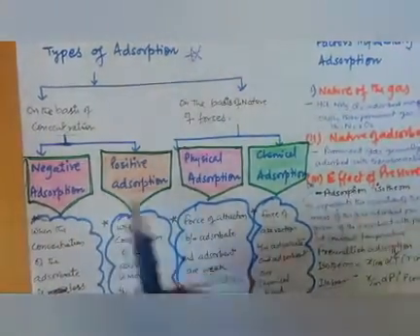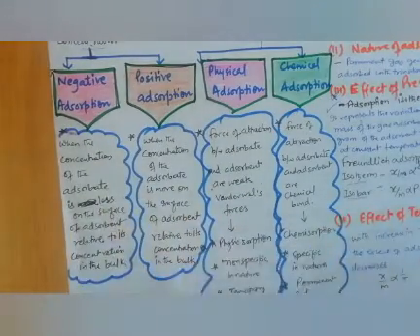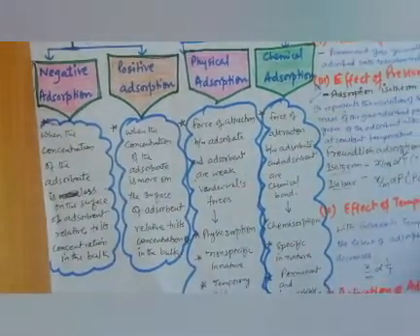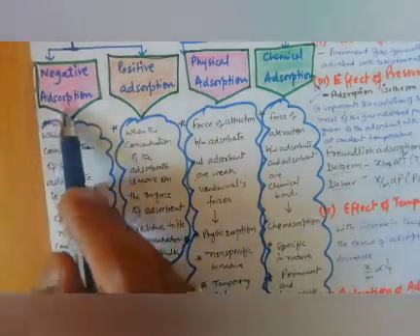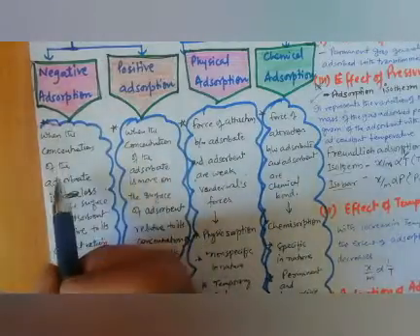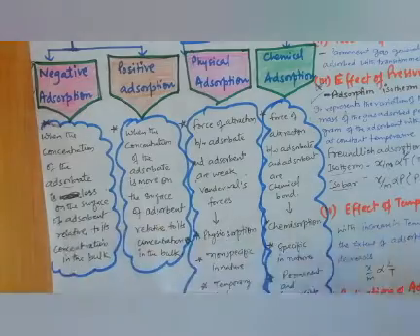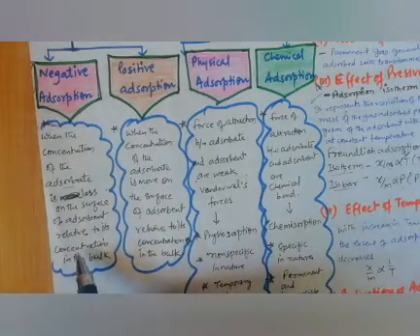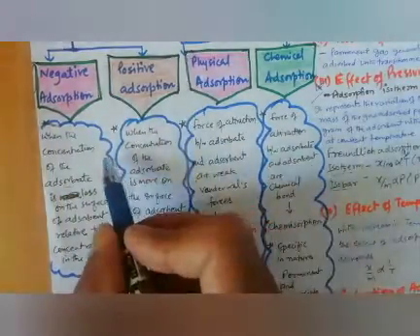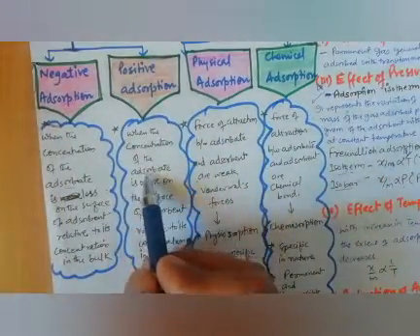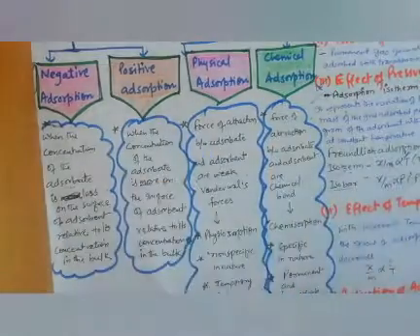So what is negative adsorption? When the concentration of adsorbate is less on the surface of adsorbent, then it is known as negative adsorption. Once again, when the concentration of adsorbate, the one which is mixing, on the surface of adsorbent, in which it is mixing, is relatively less, then it is negative adsorption. That is the only change. When the concentration of adsorbate is more on the surface, then it is positive adsorption.